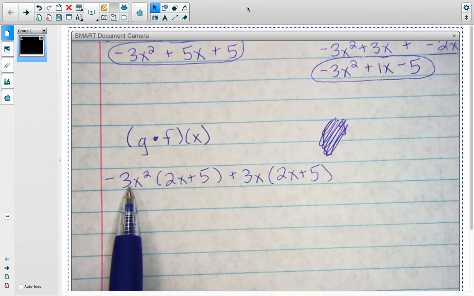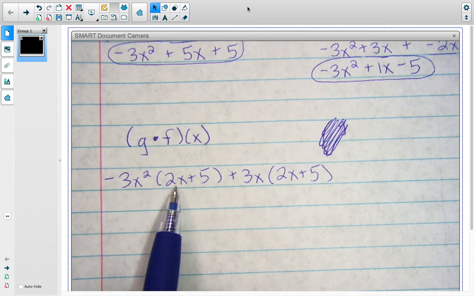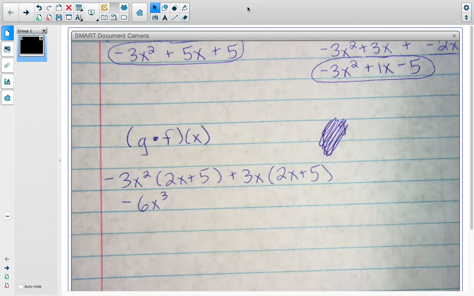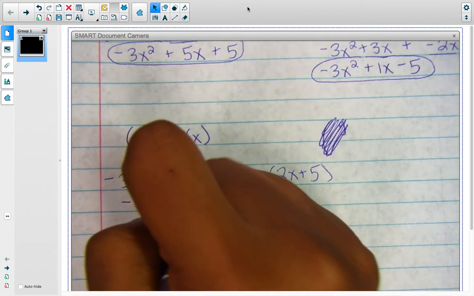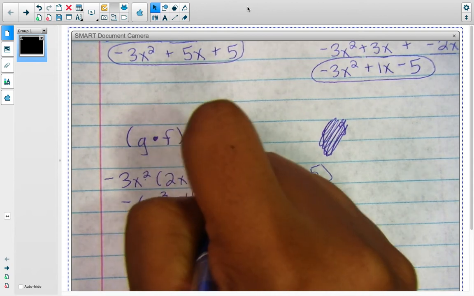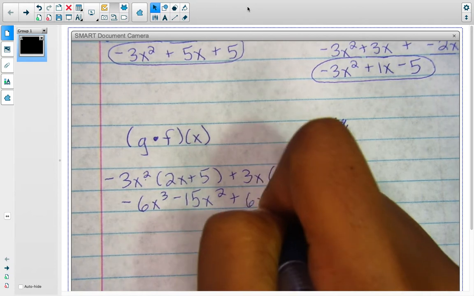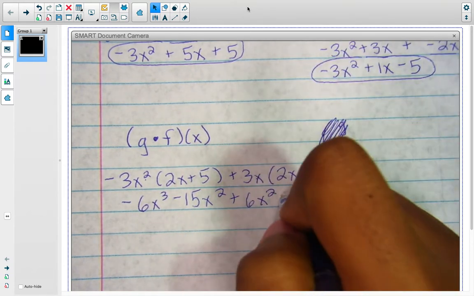So negative 3x squared plus 3x was my f function. 2x plus 5 is my second function. I go through here and I multiply. Negative 3x squared times 2x is negative 6x to the third. Negative 3x squared times 5 is negative 15x squared. 3x times 2x is 6x squared. And 3x times 5 is 15x.